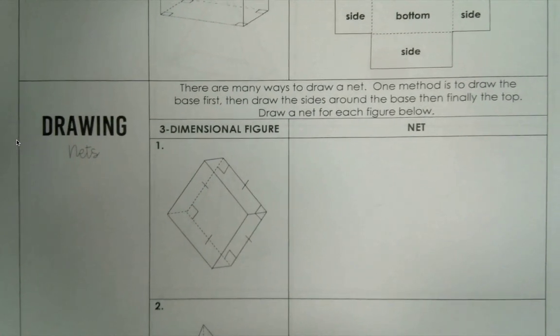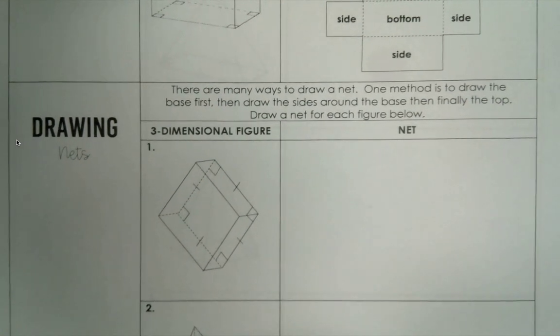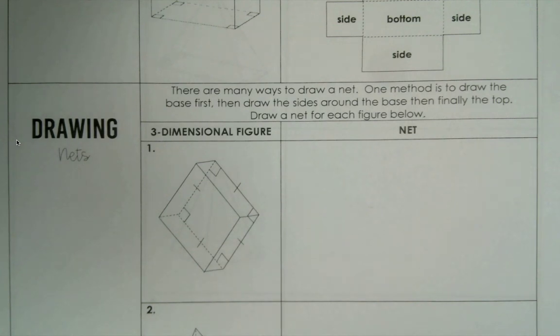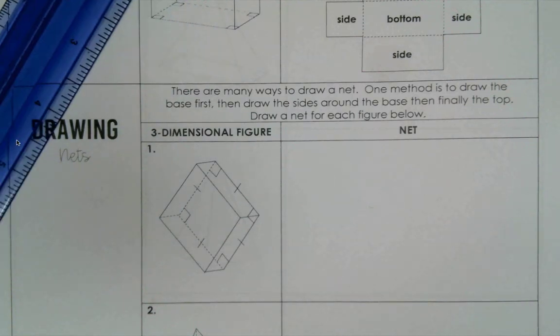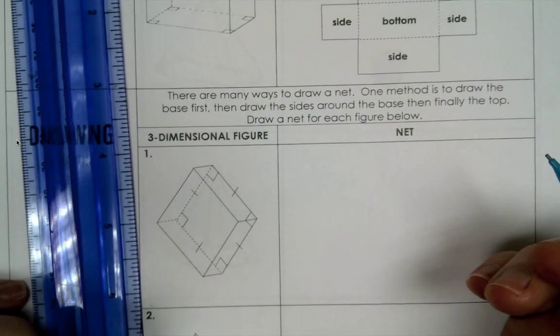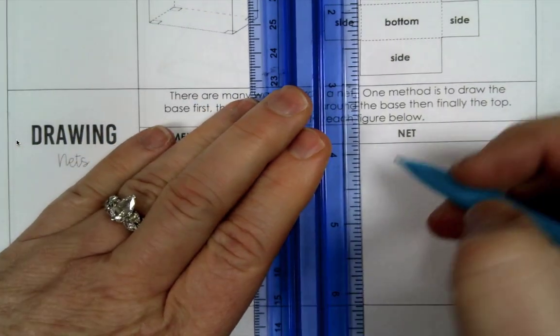One method is to draw the base first, then draw the sides around the base, and then finally the top. And so we're going to draw a net for each figure. But what I'm going to do, I will pause it and draw it, and then come back and you can see what it looks like. But I'm going to do the first one. So the base, I'm going to do a square.